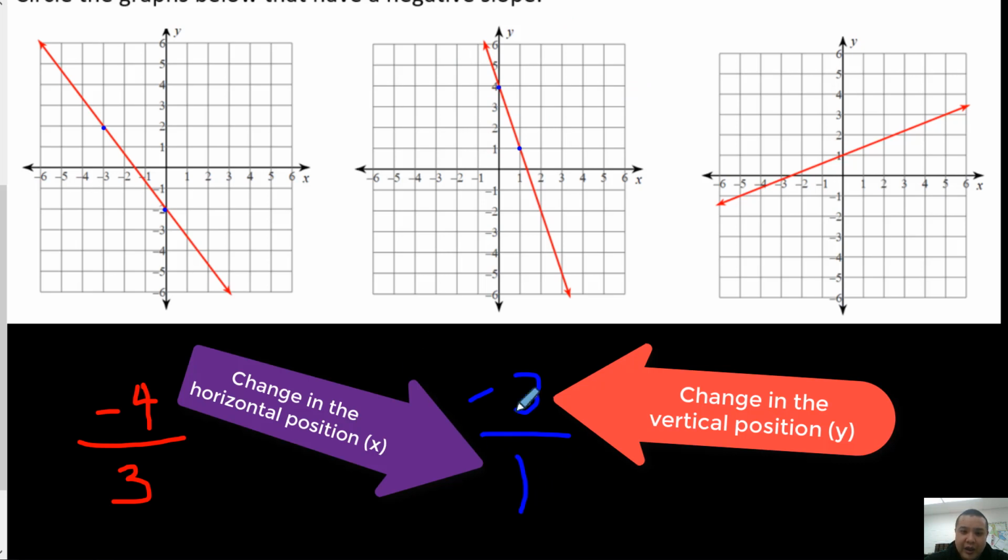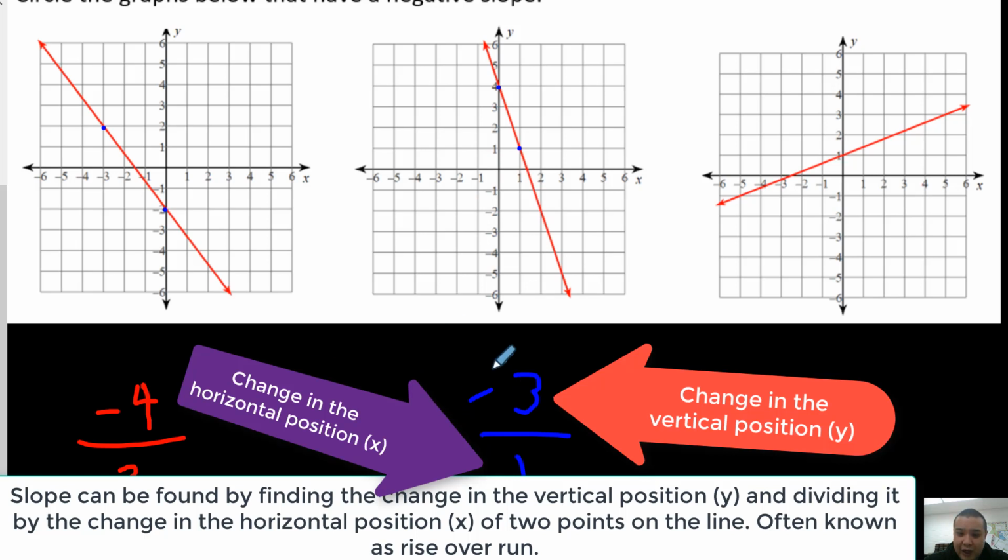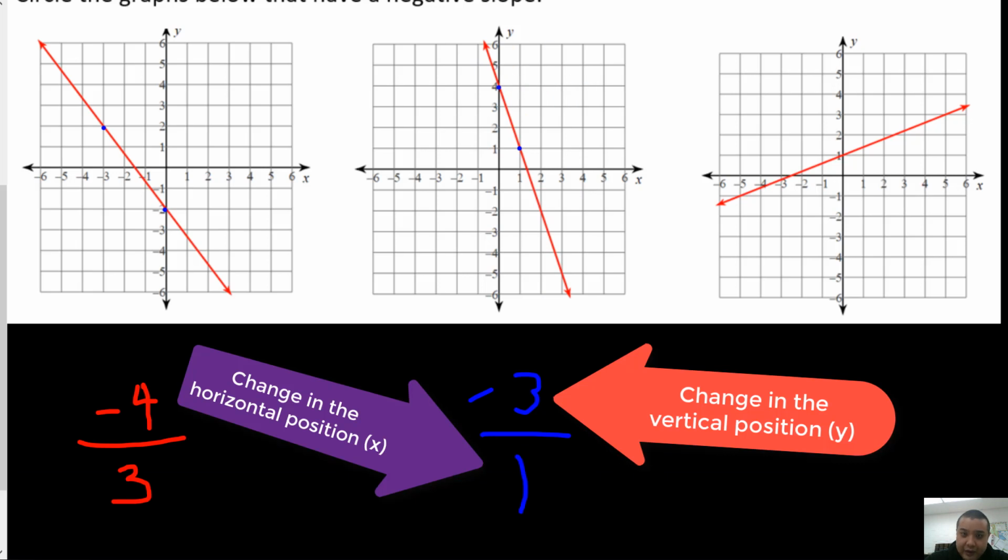Again, it's the change in the y, the up and down, over the change in the x, the left and right. Sometimes we call this rise over run. So the rise, which is -3, over the run, which is horizontal, and the change here is 1.